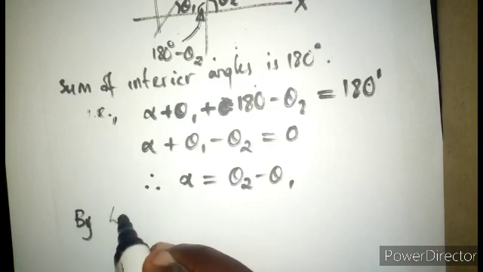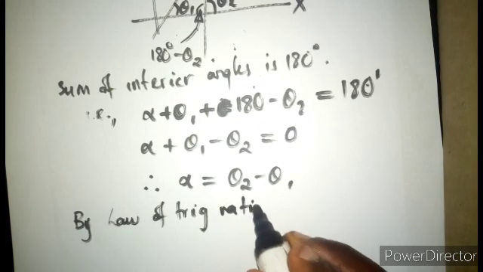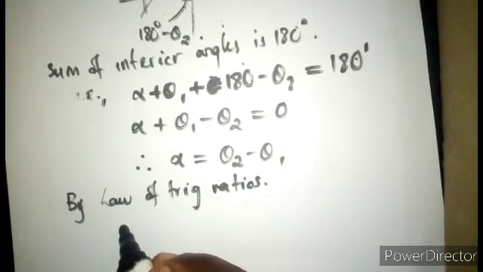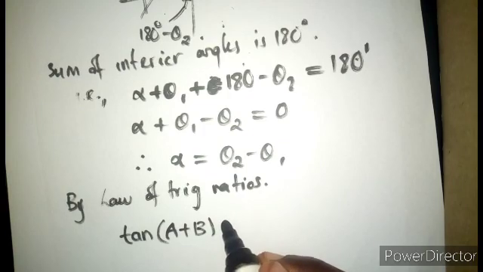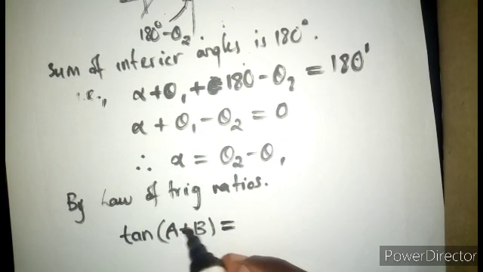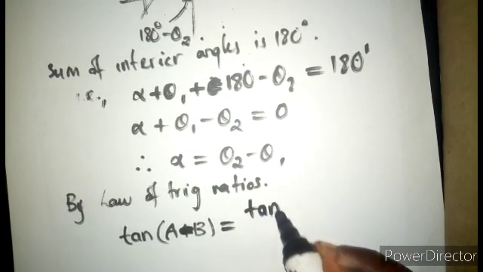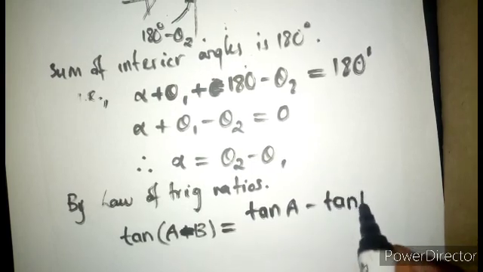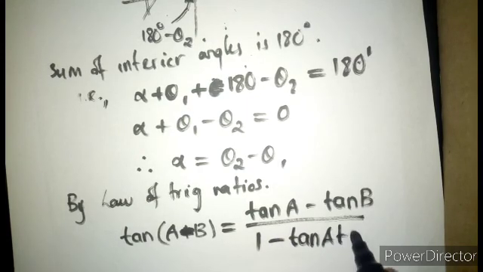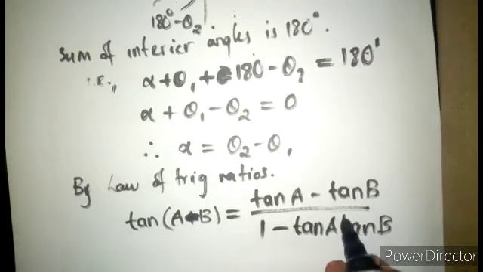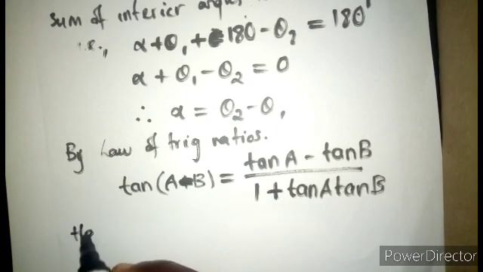By the law of trig ratios, the tangent of A minus B is equal to the tangent of A minus the tangent of B all over 1 plus the tangent of A times the tangent of B. Sorry, 1 plus tangent of A times tangent of B. Okay, this is a fact.